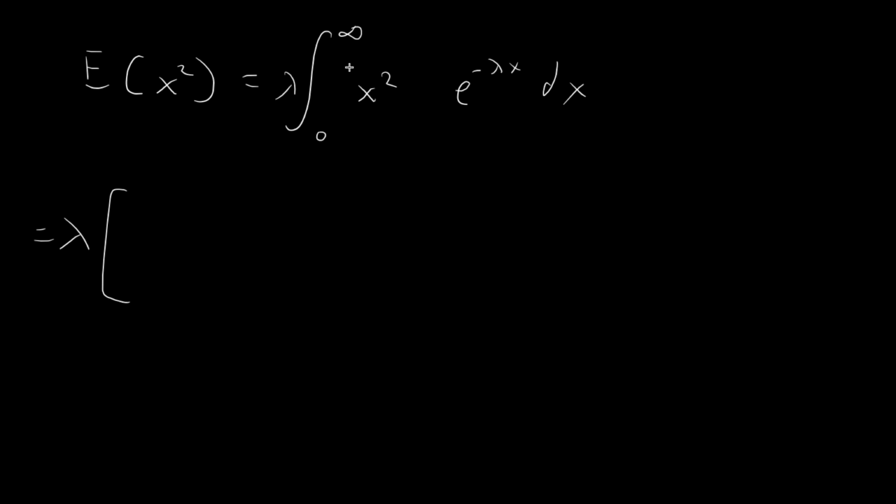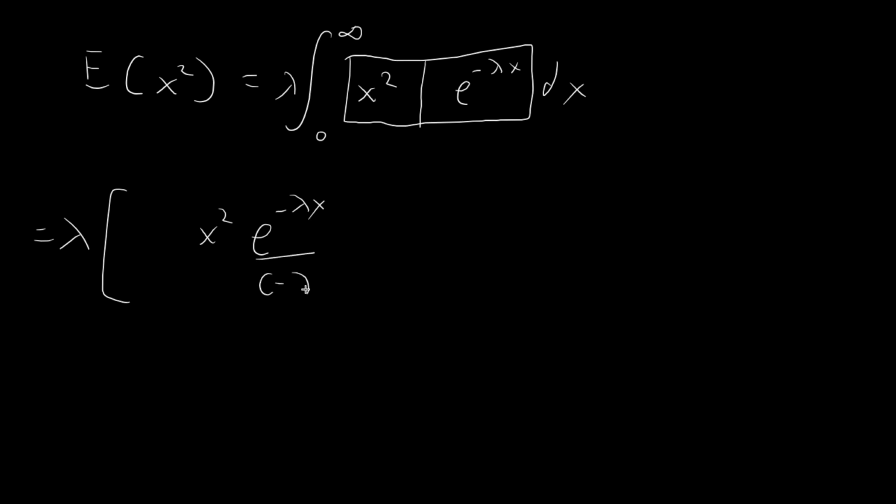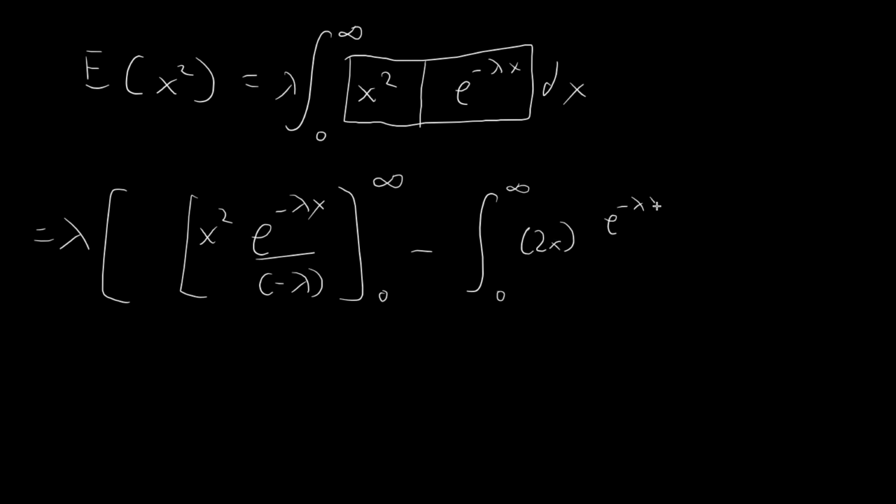So the first thing we're going to do is to break out this entire expression into two separate components. There's the x squared and the e term. Now we will first find the antiderivative of this e term. So we have e to the power of negative lambda x divided by negative lambda, and then evaluate this from 0 to infinity, and then we will subtract this by the integral from 0 to infinity of this expression. But now instead of taking the antiderivative, we'll take the derivative of x squared, so we get 2x. This is just the standard procedure for integration by parts, and so this is what we have.